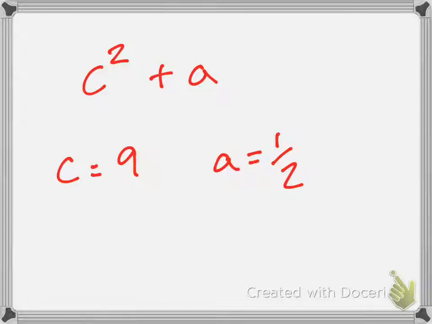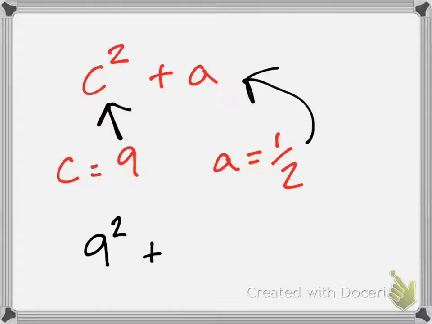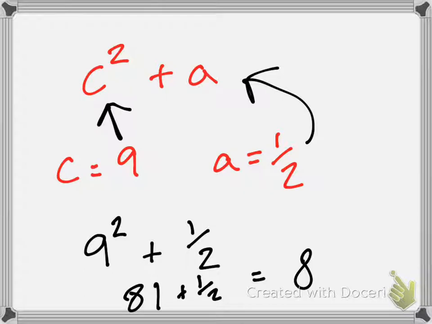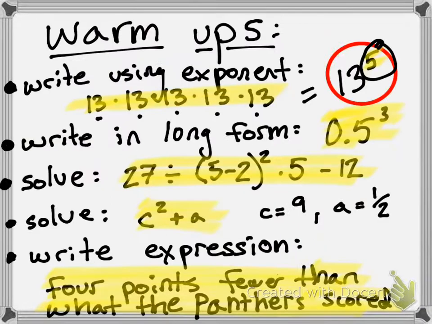So we plug in 9 for C. We get 9 squared. Then we plug in 1/2 for A. What is 9 squared? Who can tell me by raising their hand? 9 squared, Michelle? We get 81 plus 1/2. What is 81 plus 1/2, Hannah? 81 and 1/2. Exactly. I call these plug and play because all we're doing is we're plugging in numbers and then solving. Then this next one, I want you to write this expression.